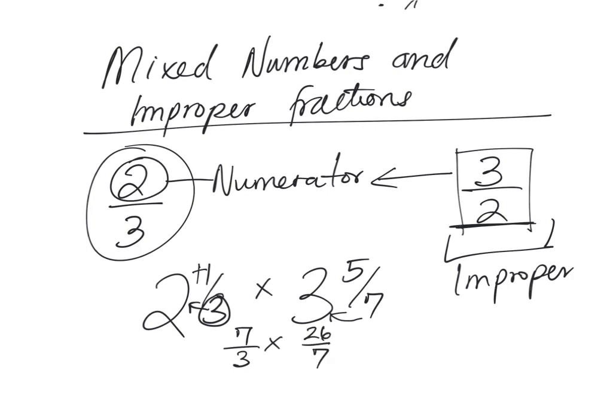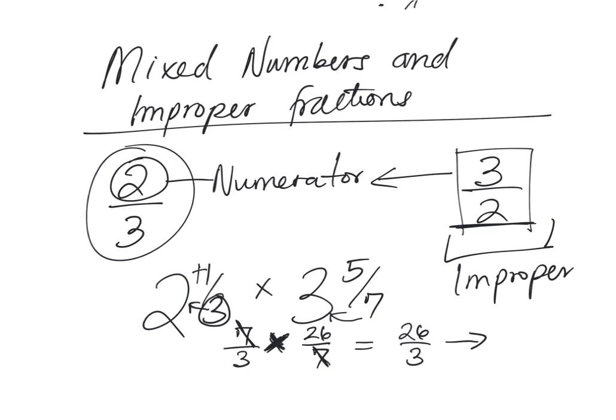So 26 over 7. Now, these 7s can cancel. That's a shortcut that works. It's actually a legitimate shortcut in mathematics. You can cancel these two numbers here because they are being separated by a multiplication. So the 7s can cancel. They're common. So then you're left with 26 over 3.